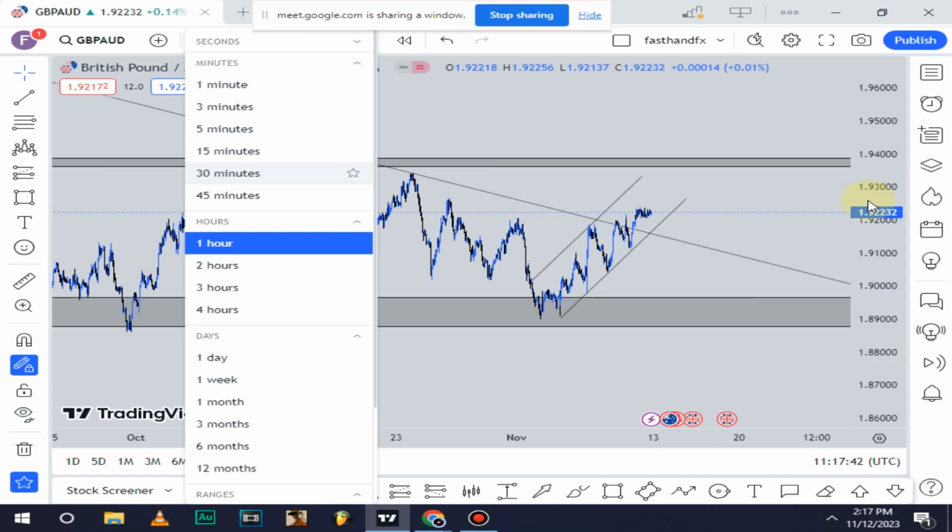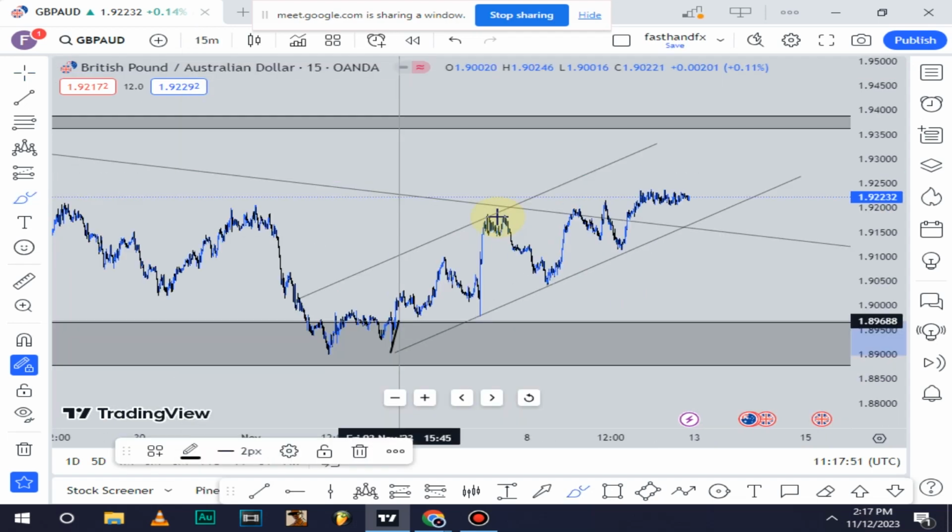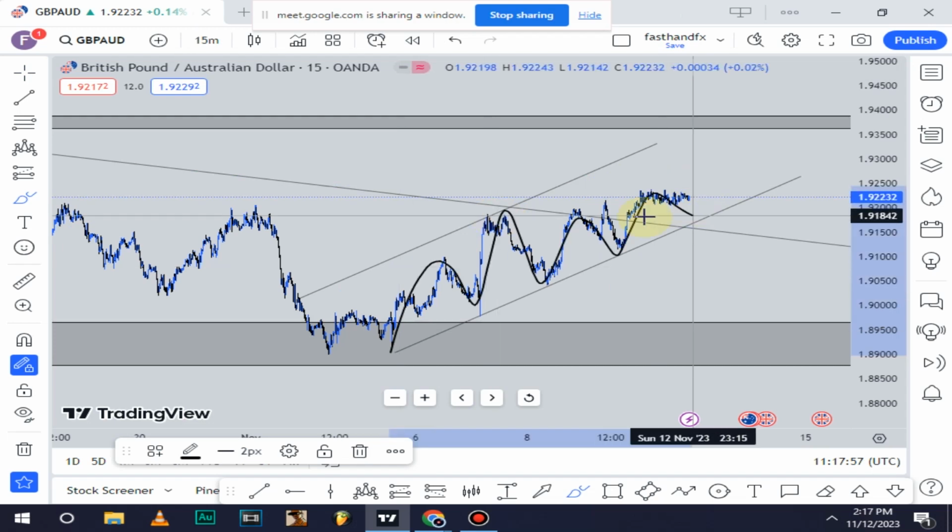So impulse correction. This is an impulse right there. This is a correction, impulse. So this is an impulse. We need that correction, right?